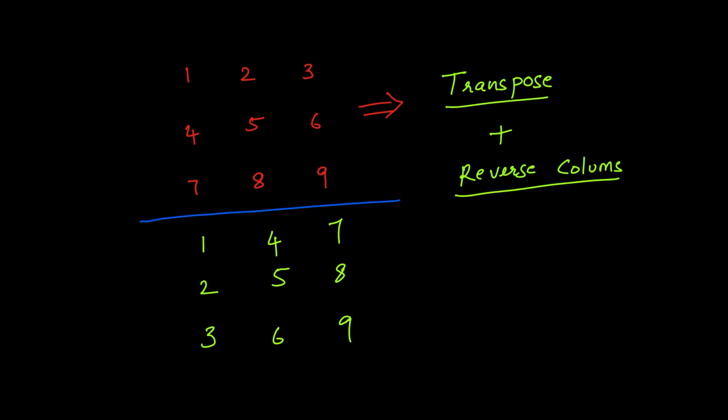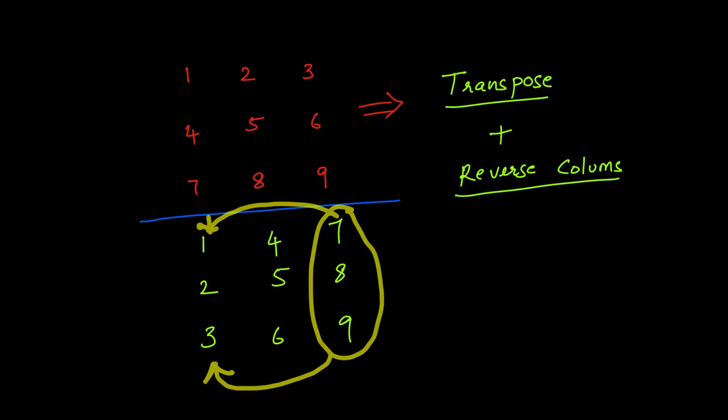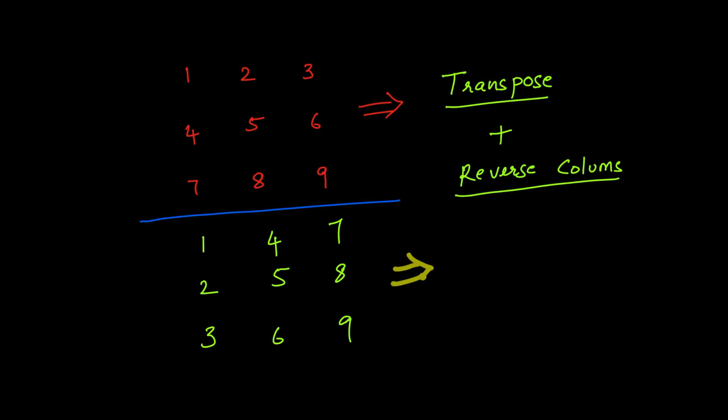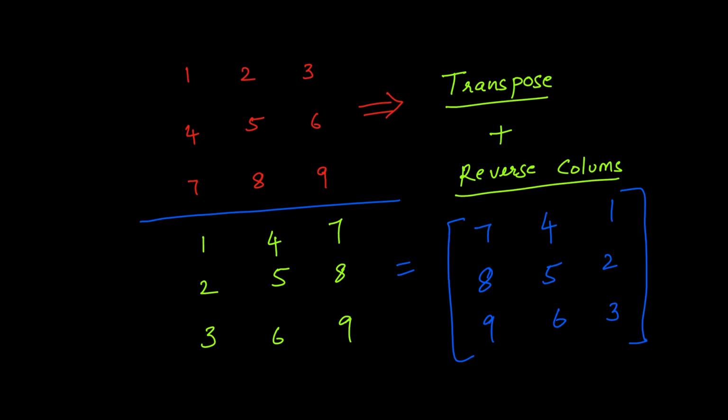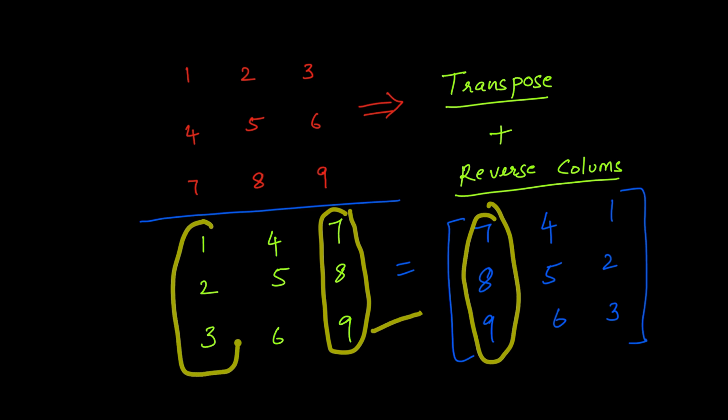In this operation, we are basically dividing the entire matrix by drawing a line at the center and then swapping the columns on the left with the right. In other words, the column that starts with 1 is swapped with the column that starts with 7. After swapping the columns, the updated matrix would look something like this. As you can see, the last column 7, 8, 9 has been moved to the first column, while the first column 1, 2, 3 was shifted to the last one.